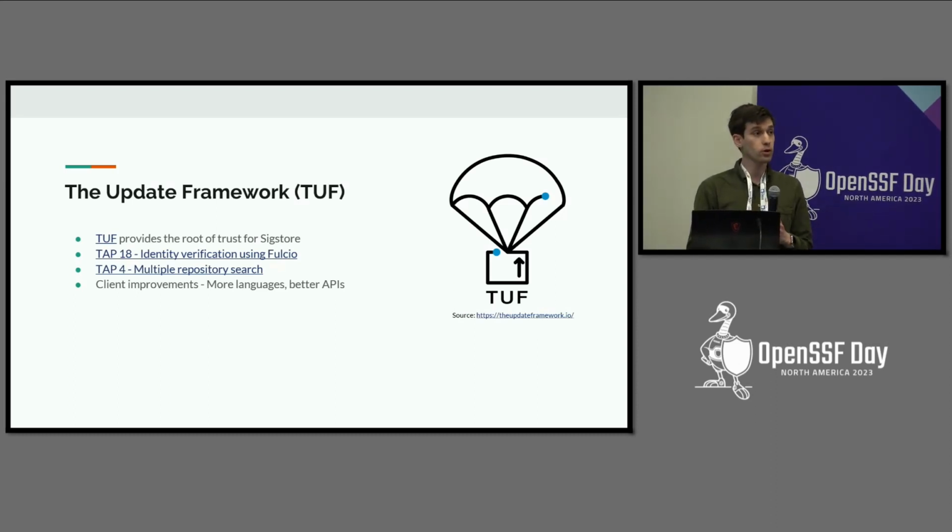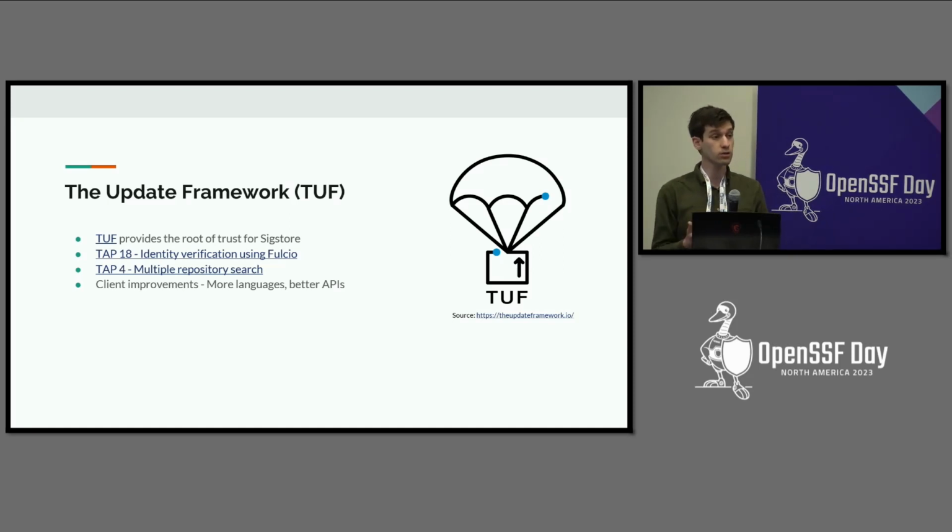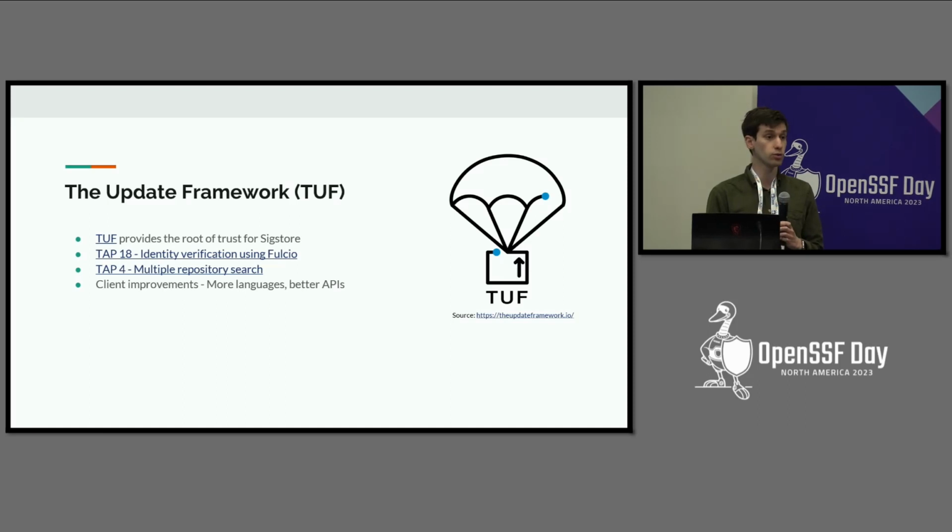The Update Framework, or TUF, is a framework for securing software updates. It mitigates a number of attacks that are common for software updates, for example, things like rollback attacks where software is rolled back to an insecure version, or freeze attacks where a client isn't able to get updates, new versions of software. TUF is very critical for Sigstore. It hosts our root of trust, which includes things like our CAs, root certificate, our transparency logs, public key.